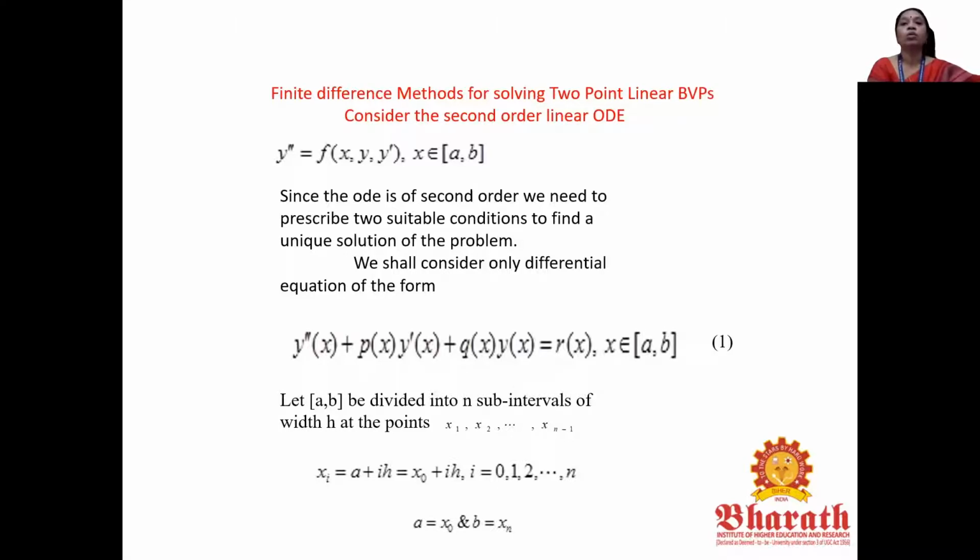Now we are dividing the closed interval [a, b] into n subintervals of width h, with points x1, x2, etc. up to xn minus 1. So xi is equal to a plus ih, that is, x naught plus ih, where i varies from 0, 1, 2, etc. to n. Here a is the initial value x naught and b is the last value xn. So as we have divided the interval into x naught, x1, etc. to xn, the first point is taken as x naught and the final value is taken as xn.